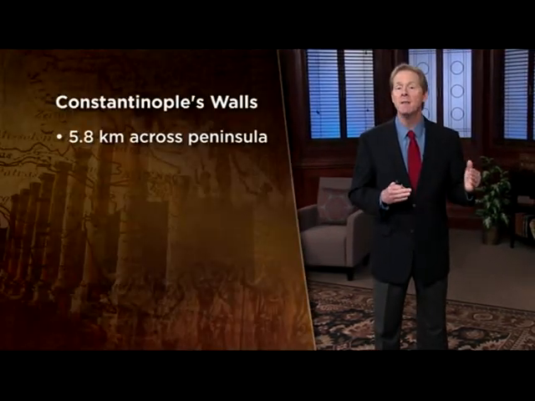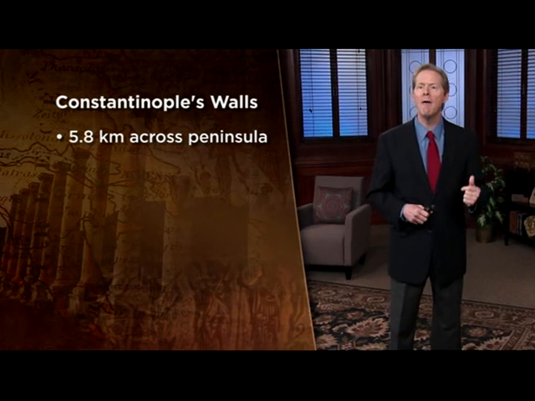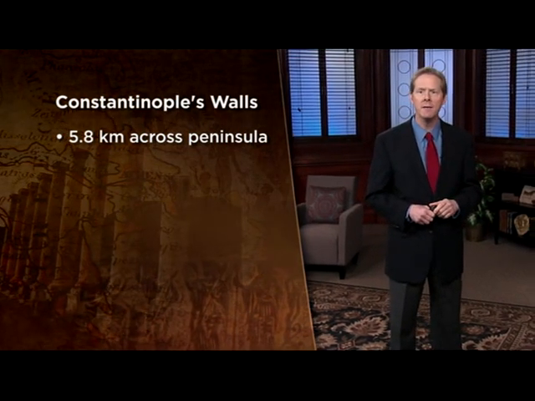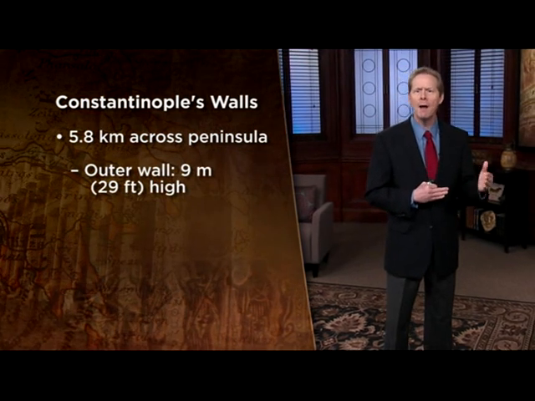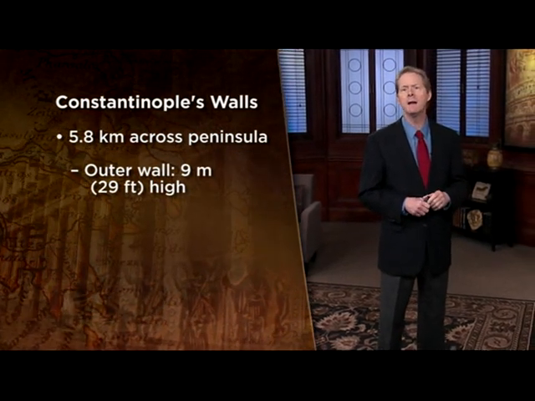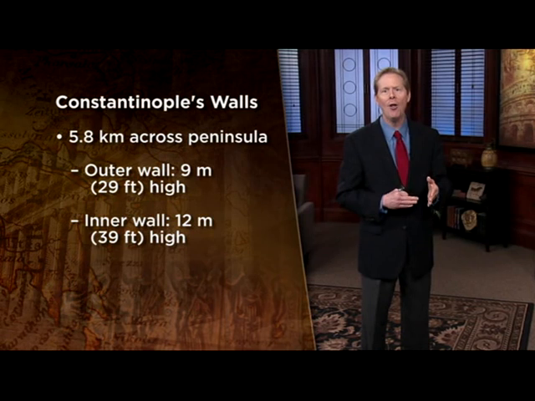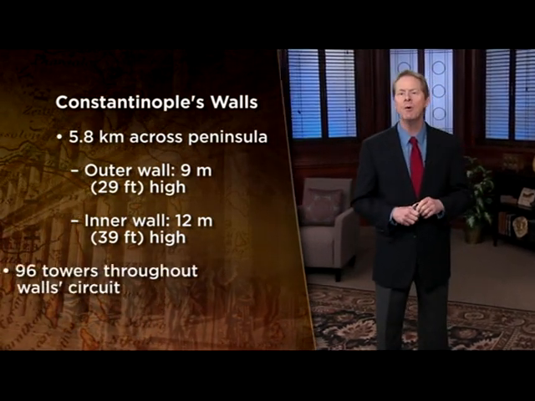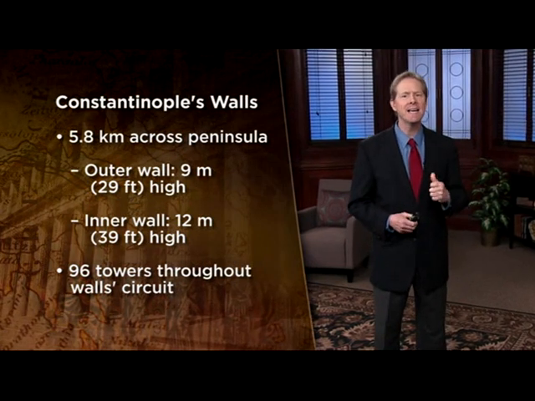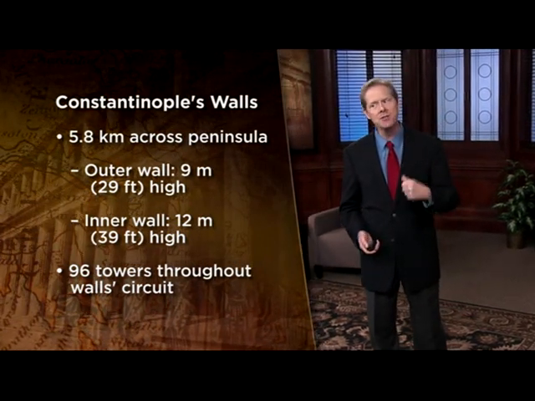This included a long wall about 5.8 kilometers in length, which made a formidable boundary, with an outer wall about 9 meters or 29 feet in height, and an inner wall about 12 meters or 39 feet in height, with as many as 96 towers throughout the circuit of the walls.